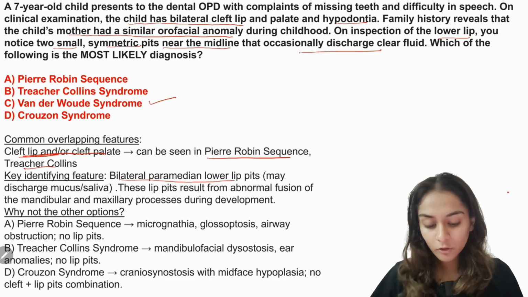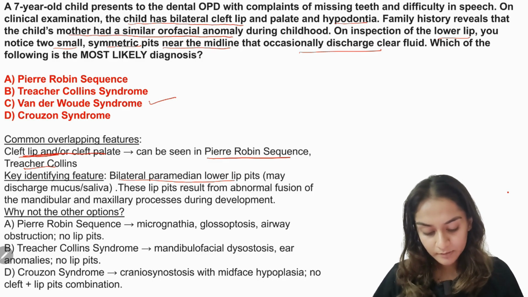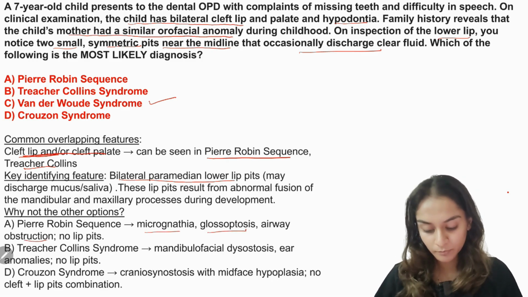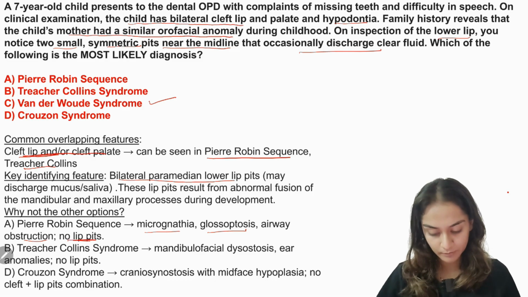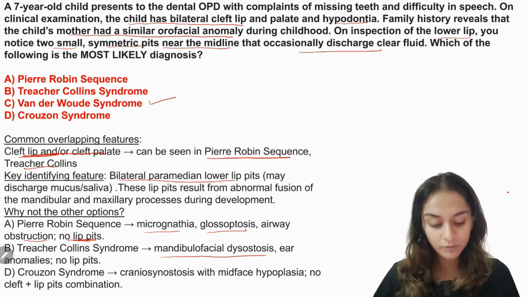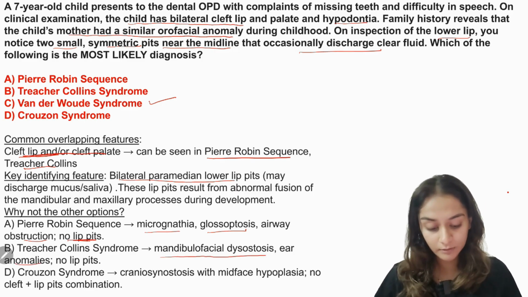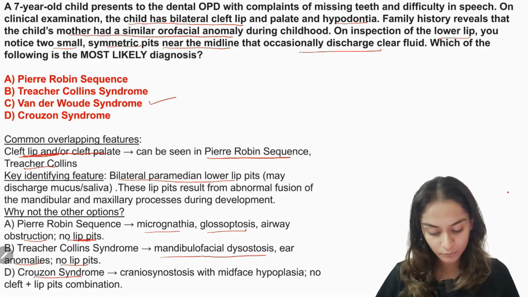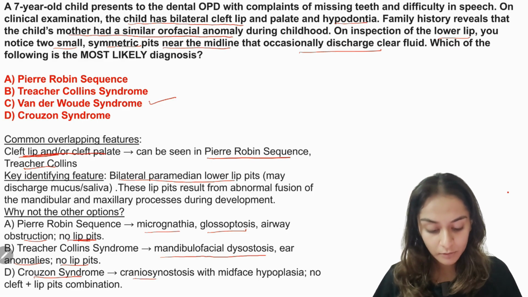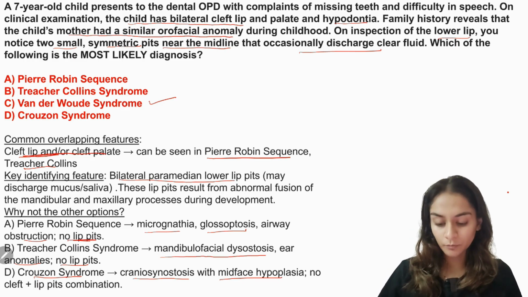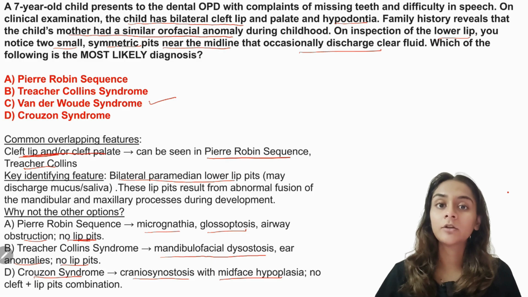And why are the other options incorrect? Pierre-Robin sequence will have micrognathia, glossoptosis, and airway obstruction, but no lip pits. In Treacher-Collins syndrome, there will be mandibulofacial dysostosis and ear anomalies, but no lip pits. And in Crouzon syndrome, there will be craniosynostosis with mid-face hypoplasia, and Crouzon syndrome will not have cleft lip or lip pits.